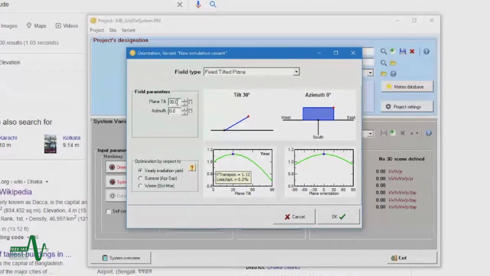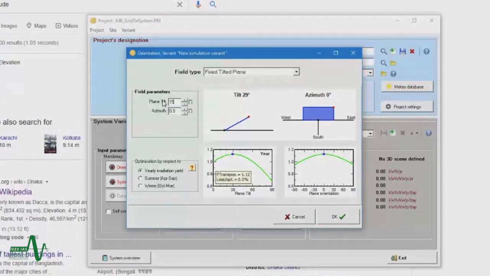Let's assume our tilt angle is, as you can see, 30° and the azimuth is 0°. At that time the loss is about 0.0%. That means there is no loss, and it gives the maximum amount of power, 1.2 kilowatt. If I just change this value, let's say I choose 29, look, it is also the same. No problem here.